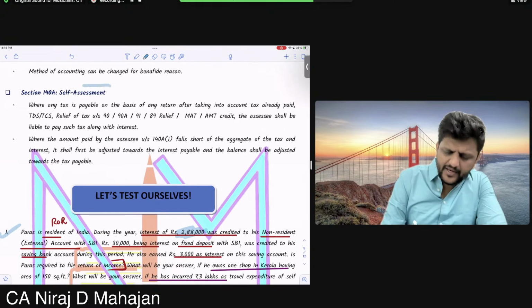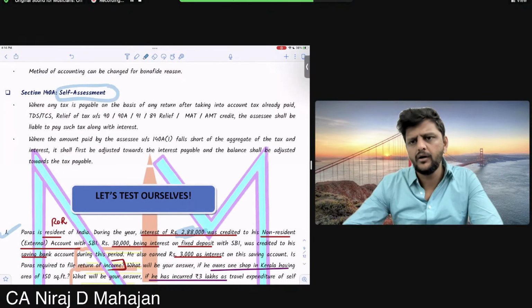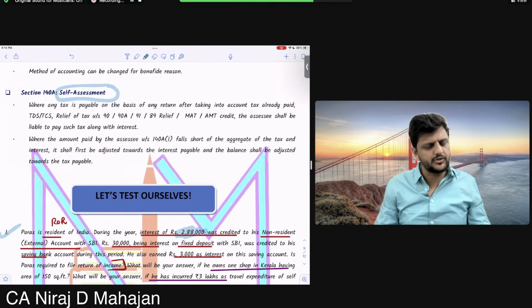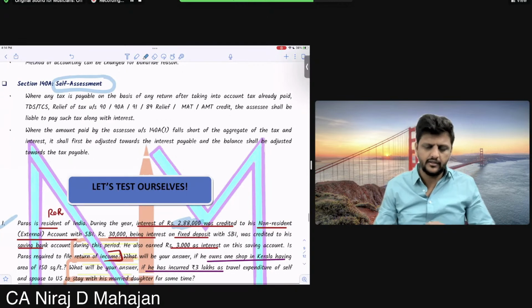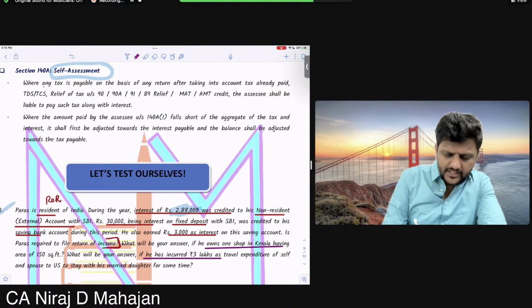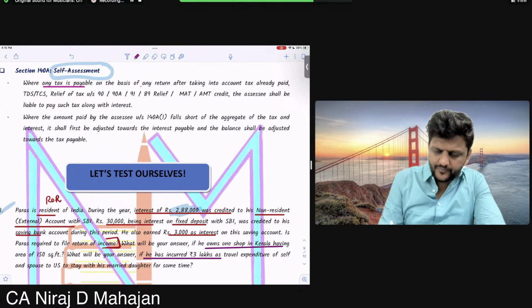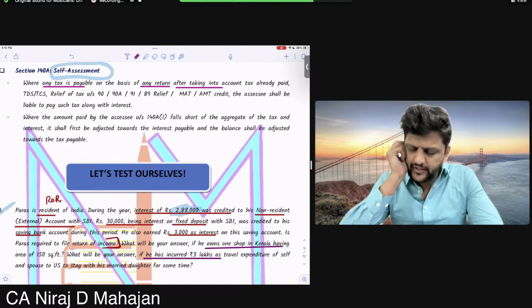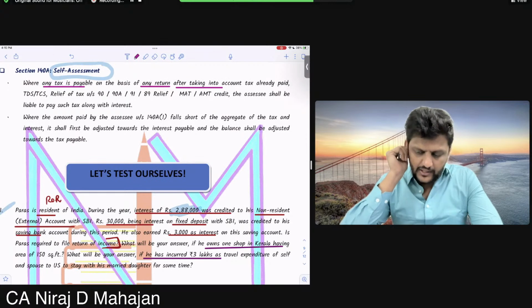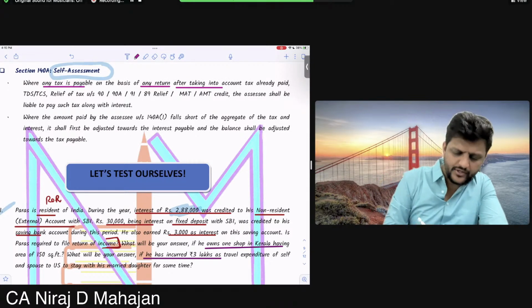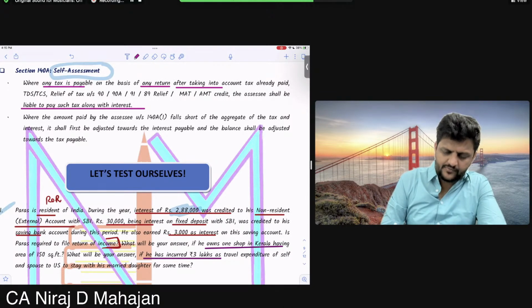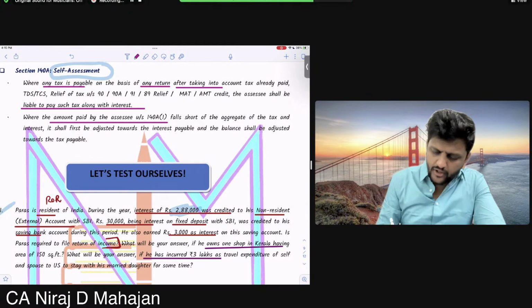Self-assessment. SA tax we had discussed, है ना? Whatever tax remains to be paid after the year end, after TDS, TCS, advance tax, whatever remains, that is what your SA tax is, है ना? Check. When a tax is payable on the basis of any return, after taking into account all the credits, TDS, TCS, relief, AMT, a MAT credit that we'll see later on, the assessee shall be liable to pay such tax along with interest, no doubt about it.